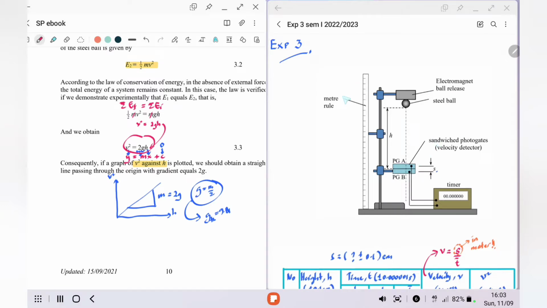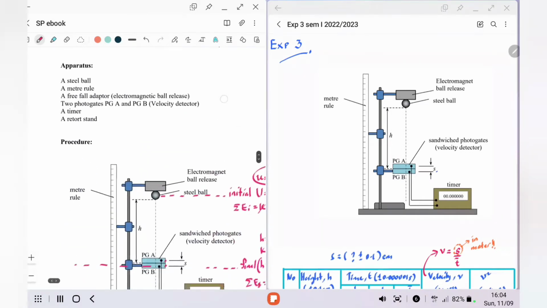According to this arrangement, s is the distance between our starter and stopper. This is our laser. When the ball cuts off the laser at the starter, the reading starts to be measured. When the ball cuts off the laser at the stopper, the time stops. So we are measuring the time taken for the ball bearing to travel this distance s. s is fixed already, but you need to measure s.